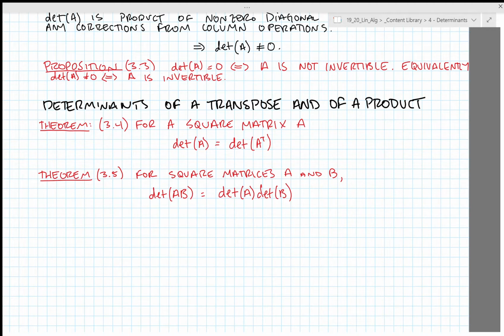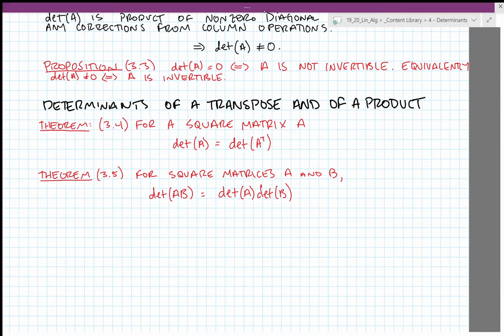That's the real power of theorem 3.5, because we know very easily the determinants of special matrices, like upper triangular or lower triangular matrices and diagonal matrices, right? And so if we could find a way to represent some matrix as, maybe, a very long product of such matrices, we can compute those determinants very simply, and then we can compute this larger, more complicated matrix determinant pretty easily.